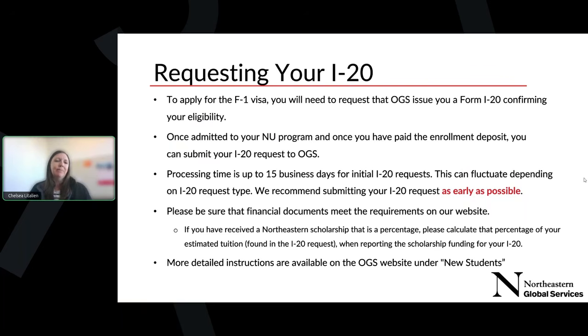So you will submit an e-form to our office to request your I-20. There are a few different sections that will ask for information about you. We'll ask you to confirm that we have the correct program information for you, or if that's incorrect, you can tell us the correct program information so that we can confirm that. And you will then be asked to upload financial documents that prove that you have available funding for 1 academic year of studies.